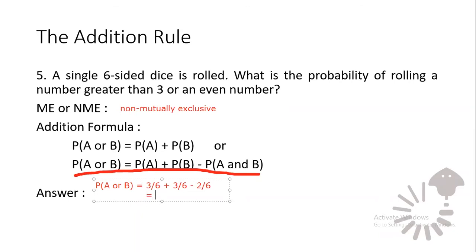3 plus 3, 6/6 minus 2/6. This is 4/6 or 2/3 or 0.80, 80%. Ay, 80 ba? 0.6667. Tama ba? Or 67%.